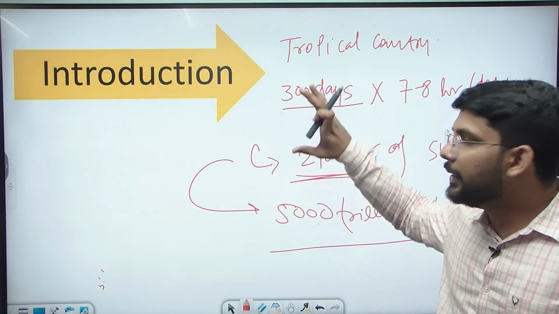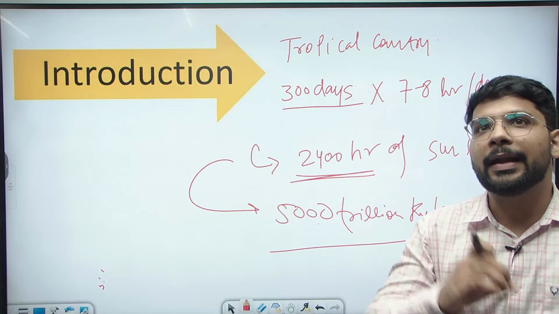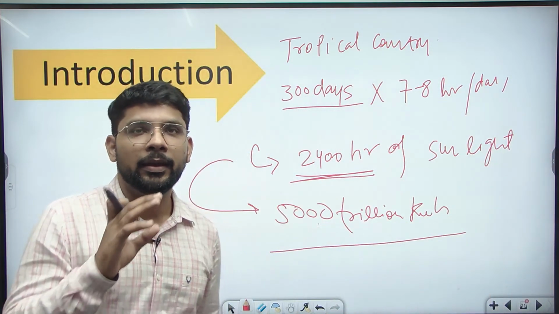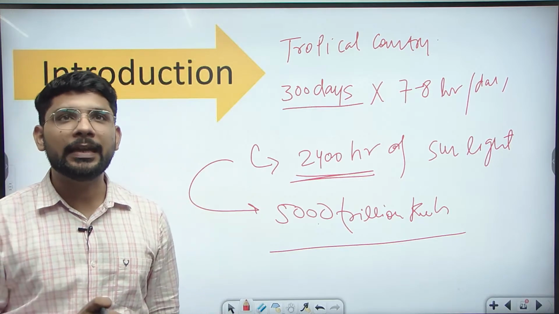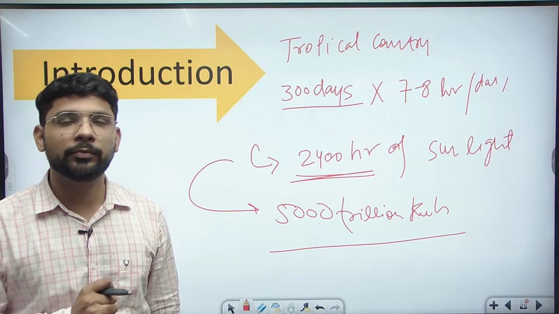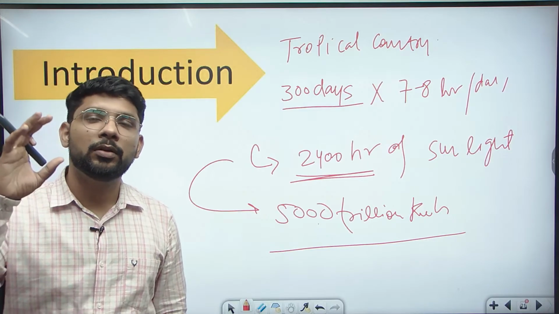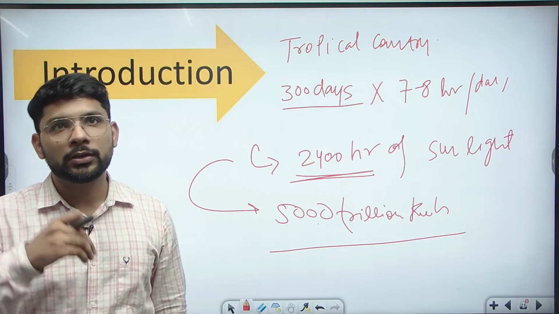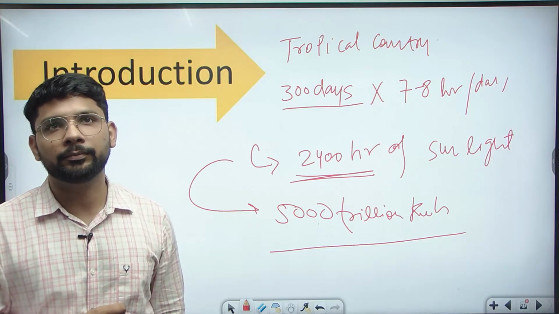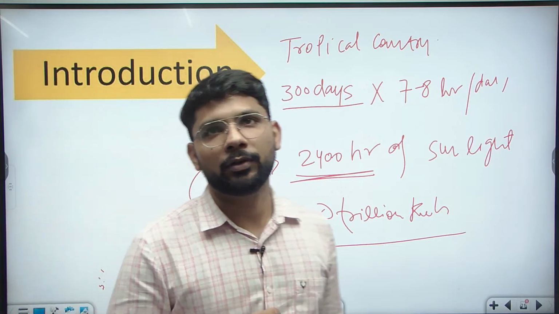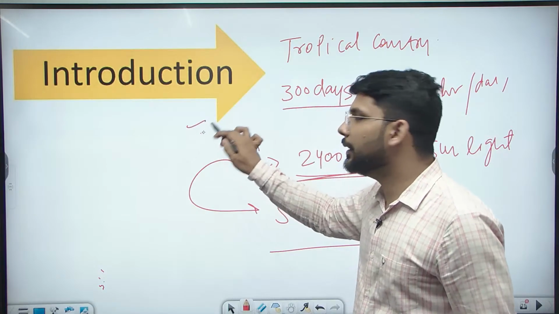So you can define in the introduction: India is a tropical country which receives sunlight for almost more than 300 days in a year, and which has a potential of generating almost 5,000 trillion kilowatt hours of solar energy in a year. This can be the perfect introduction as per the demand of the question. So you can write this in the introduction part.